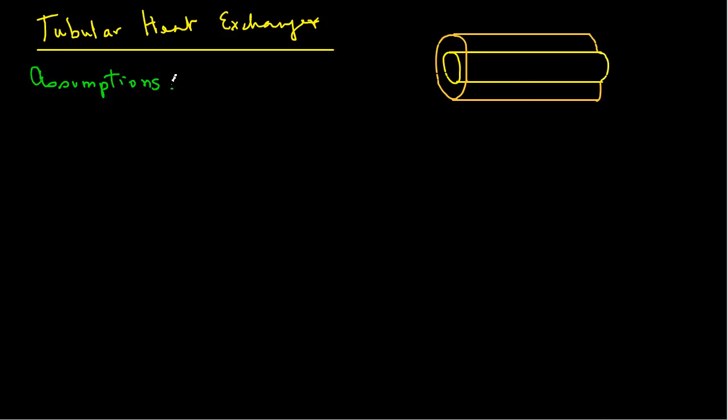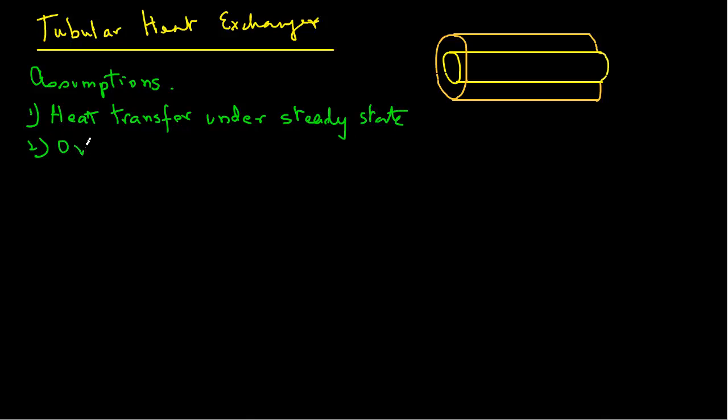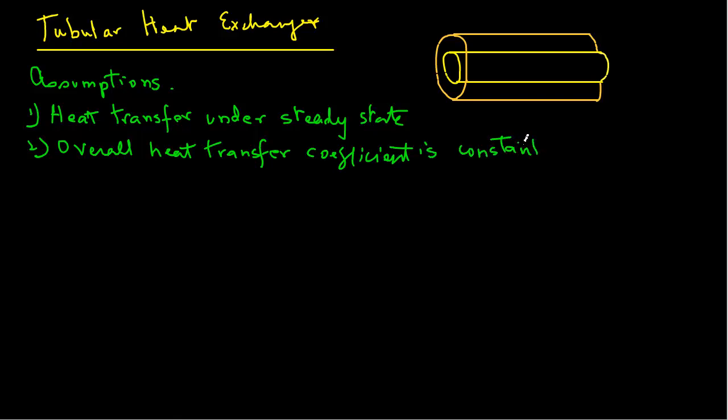1. We will assume that heat transfer is under steady state conditions. 2. That the overall heat transfer coefficient is constant throughout the length of the pipe. What that means is that we are dealing with the same type of material used to make our pipes, so it has the same thermal conductivity, and also the inside and outside convective heat transfer coefficients will be the same.